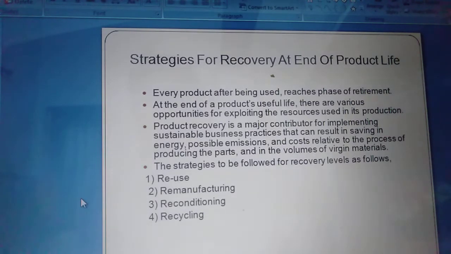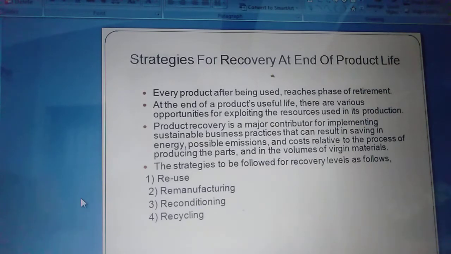And next we have reconditioning, or you can also call it refurbishing. Reconditioning is the process of returning a used product to a satisfactory working condition that may be inferior to the original specification. Generally, the resultant product has a warranty that is less than that of a newly manufactured equivalent.